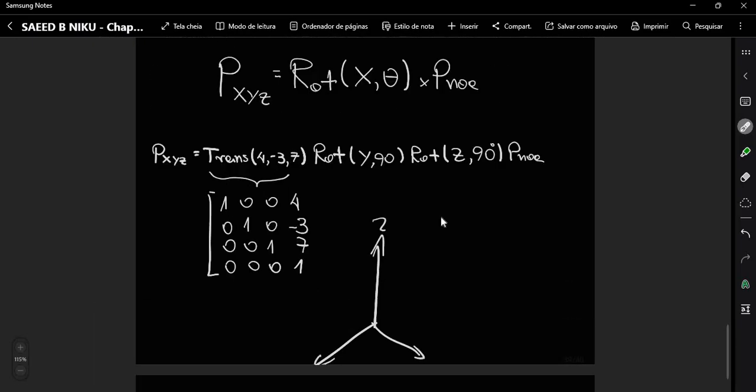So if you don't remember, we have some axis system x, y, z, pointing in each direction, so let's say that that is for x, y, z, and this is the new coordinate of the point.